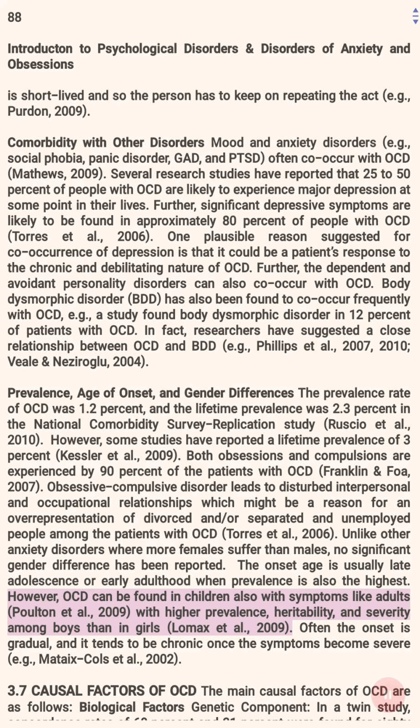However, OCD can be found in children also with symptoms like adults, Poulton and others, 2009, with higher prevalence, heritability, and severity among boys than in girls, Lomax and others, 2009. Often the onset is gradual, and it tends to be chronic once the symptoms become severe. Example, Mataix-Cols and others, 2002.